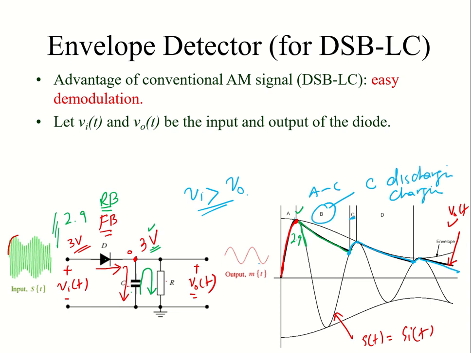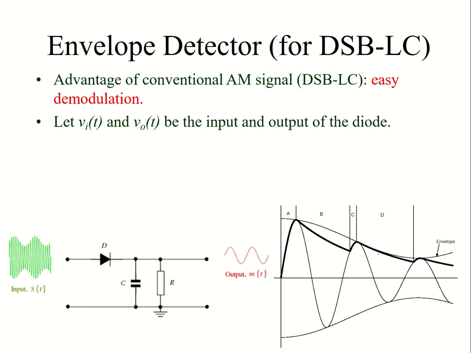Now focus here. Your output voltage is just becoming the envelope. Whatever envelope you have, you are approximately detecting that. If you go further through the complete cycles, eventually you will just get this envelope, which is basically your actual message signal. So this is the operation of this envelope detector, because this is very simple.